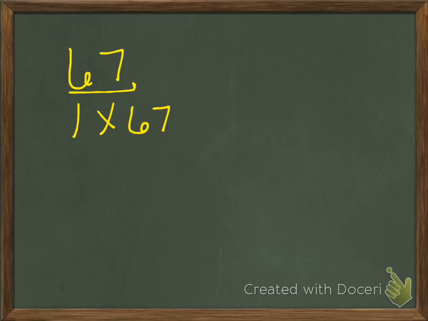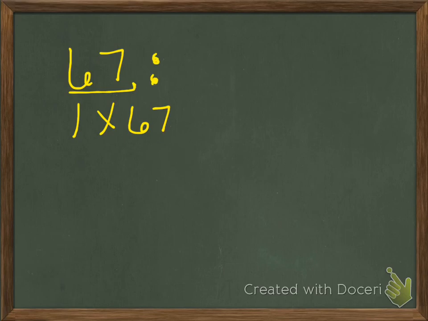Let's start again. So far I've only found one factor pair of 67, 1 times 67. I know that 67 is not divisible by 3 because 6 plus 7 does not equal a number that is divisible by 3. I know that 67 is not divisible by 4. It's not divisible by 5. It's certainly not divisible by 6, by 7, by 8. You know what? I think we found all the factor pairs of 67.